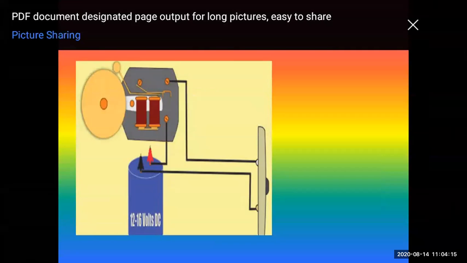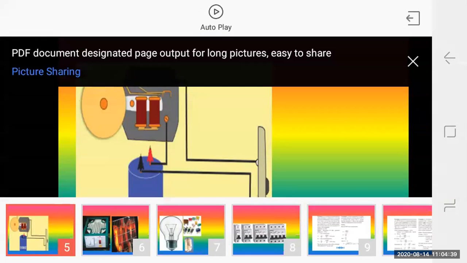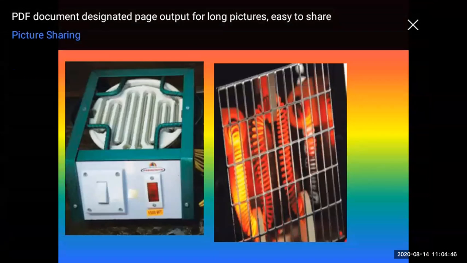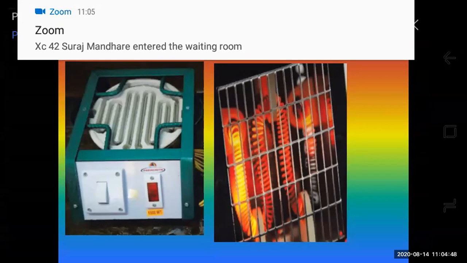So that is about the force on a current carrying conductor in a magnetic field. So students, now here you have seen the coil and solenoid type coil, right? You can also see here two more pictures where we are using the coil of a cooker and the coil of a heater. Okay, so these all things are covered, right?